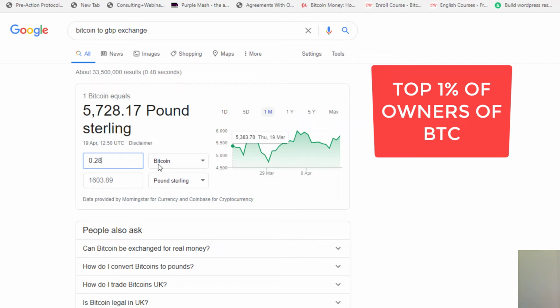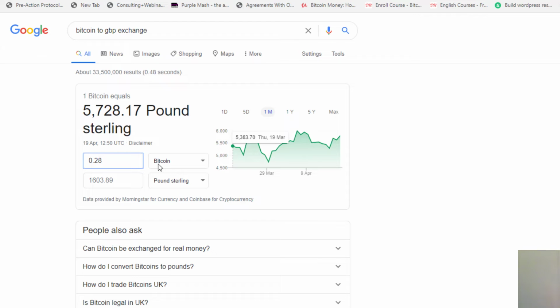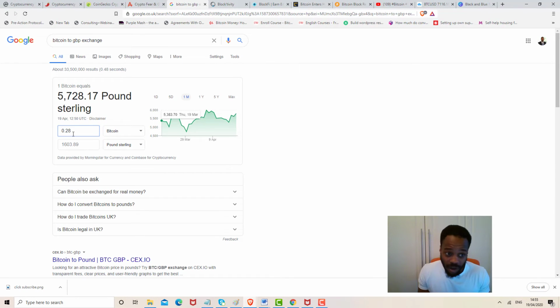This is based on the fact that the supply of Bitcoin is a finite amount of 21 million. So if you hold 0.28 worth of Bitcoin, that in money terms, in fiat terms, is £1,603, or to round it up, £1,604. That would mean that you'd be in the top 1% of owners if you just hold 0.28 of a Bitcoin. So not even half, not 0.5, not 0.75, just 0.28. That will put you in the top 1%.